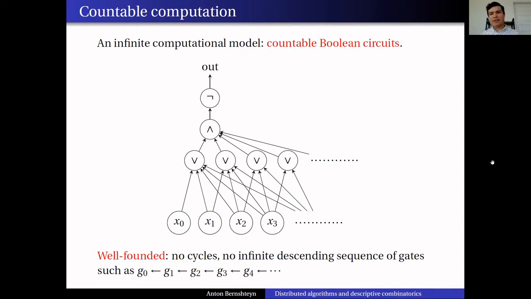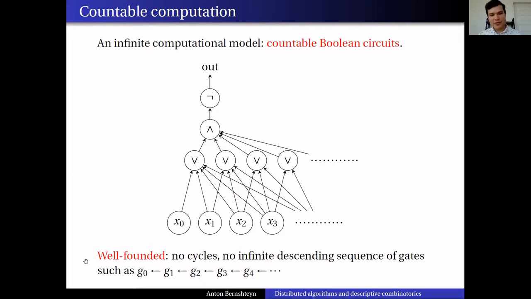So this is very similar to finite Boolean circuits, except that this diagram is allowed to be infinite, but only countably infinite. So in particular, the inputs here are not finitely many bits, but we feed into the circuit an infinite string of zeros and ones. And also, there can be infinitely many gates, like here there are infinitely many OR gates on the second level. And each of these OR or AND gates can have countable fan-in. So there can be countably many inputs sent into each of them.